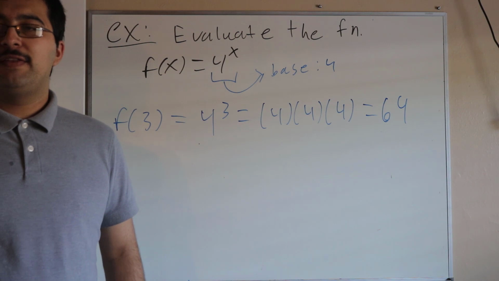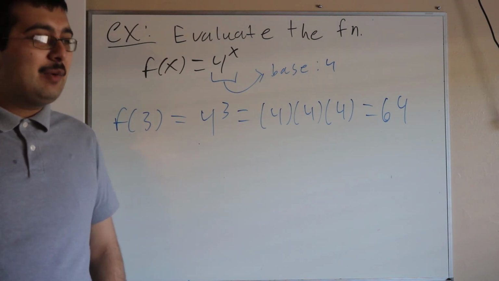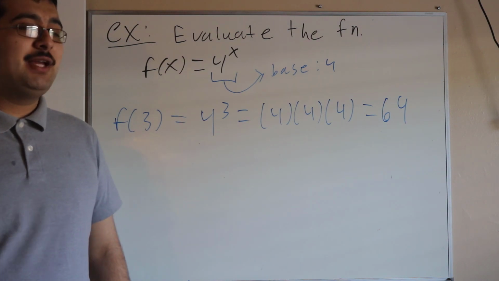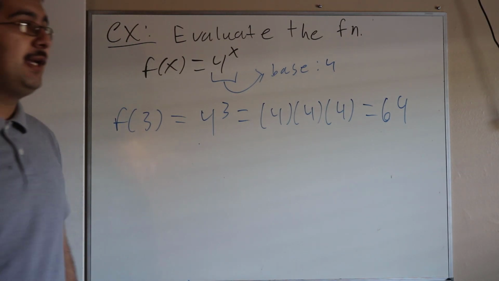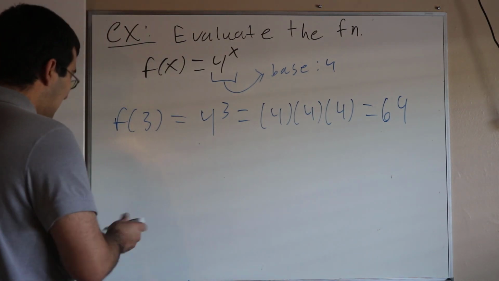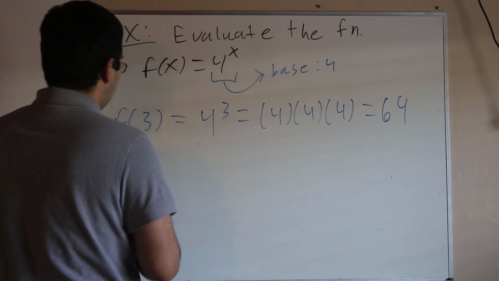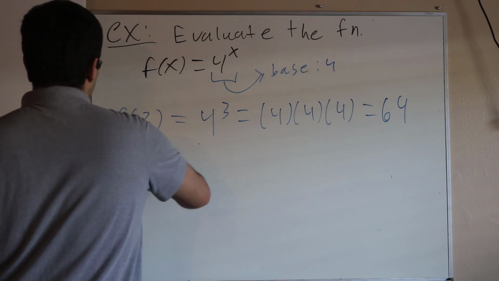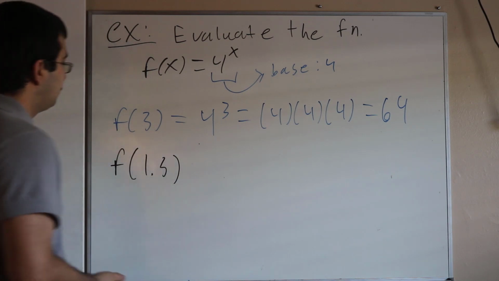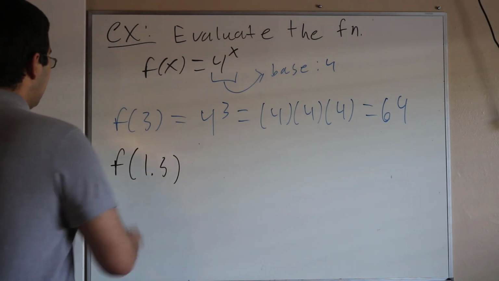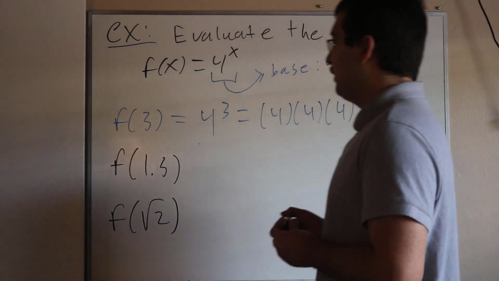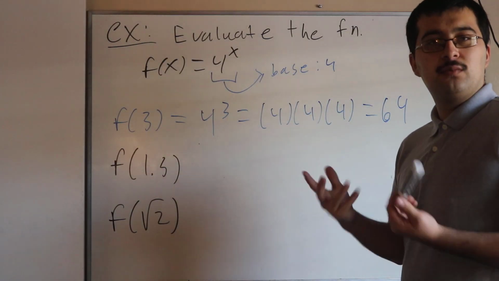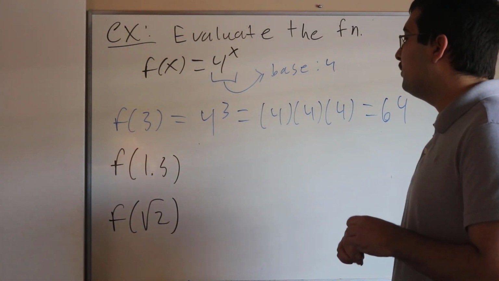Nothing new. Nothing that's really challenging. However, where things get a bit tricky with exponential functions is when you consider the following examples. What if I was to ask you, what is f of 1.3? Or what is f of square root of 2? Now that's where things kind of get weird, because let's just walk through.